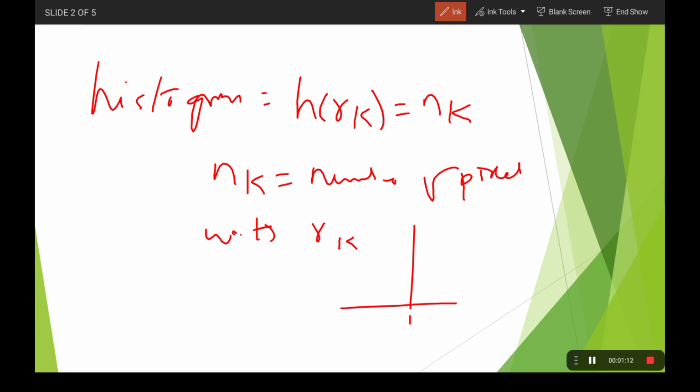Suppose you are taking 10 as an intensity value, and this intensity value can be repeated 20 times. This is generally called a histogram. This single value is generally called a bin. Now our topic is histogram equalization.